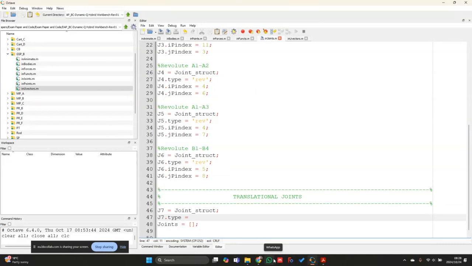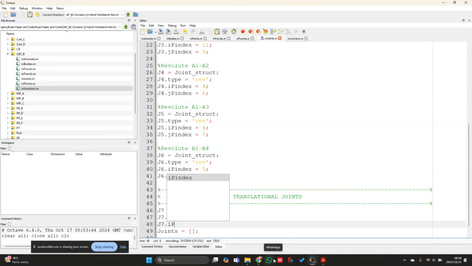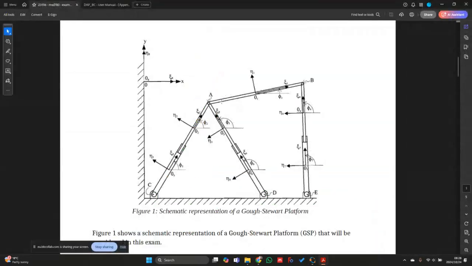J7.type will then be equal to TRAN, which is just a shorthand for translational. Okay, so then I give J7.IP index, and if I perhaps work with, let's maybe start with body 2. In that case, I want to use a point that is on body 2. In this case, I can see that A2 will probably be the best. So I have A2 and C5 that I can utilize together with the unit vectors.